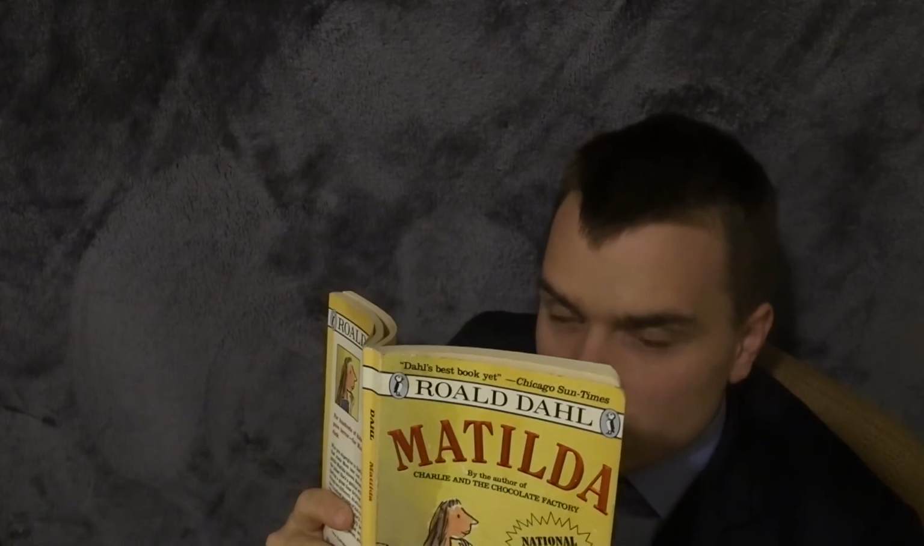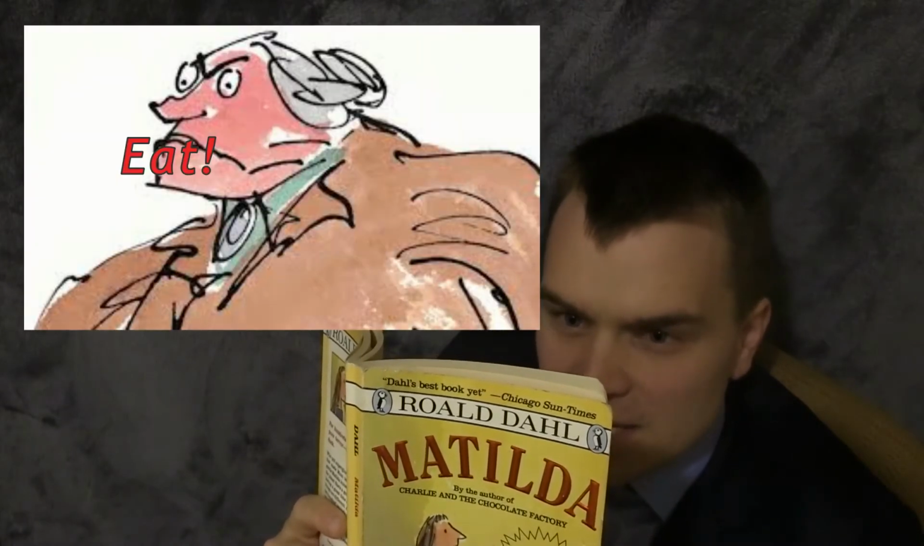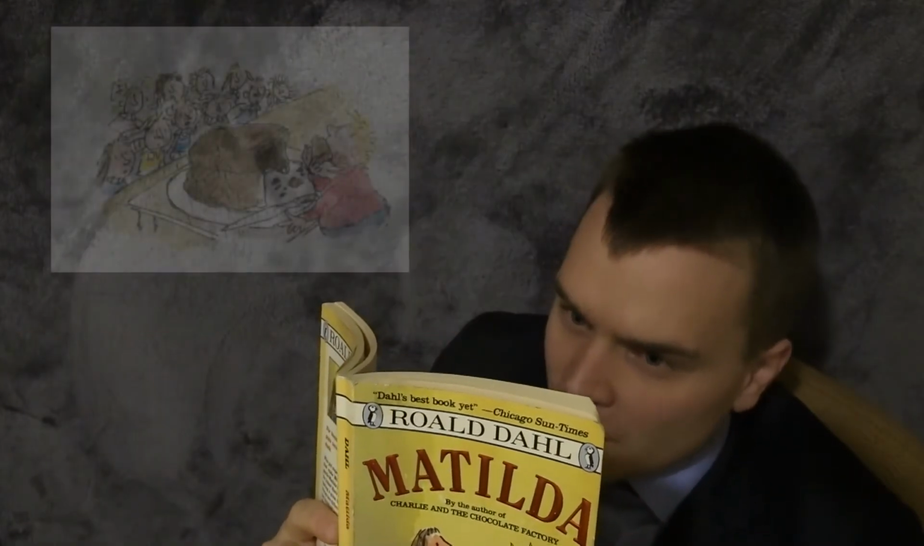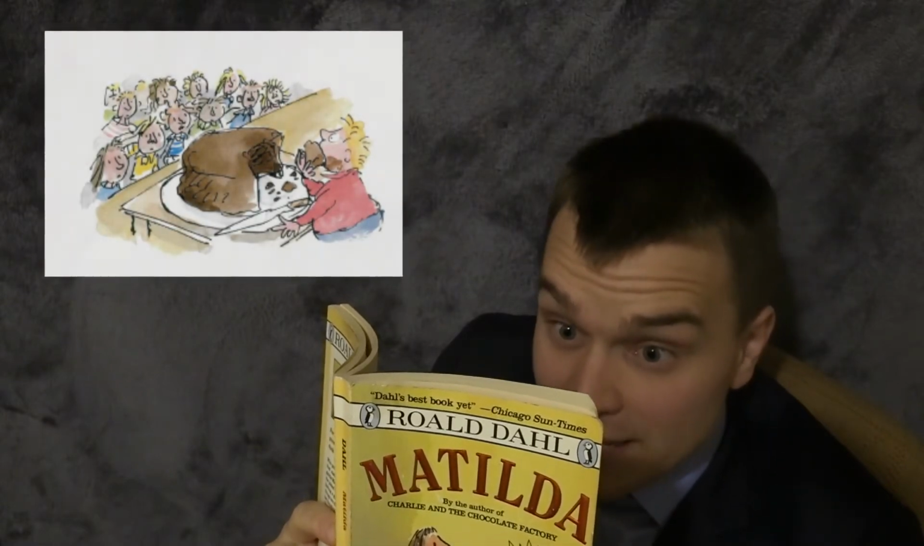The boy looked at the Trunchbull. Then he looked down at the enormous cake. "Eat! Eat! Eat!" the Trunchbull was yelling. Very slowly, the boy cut himself another slice and began to eat it.